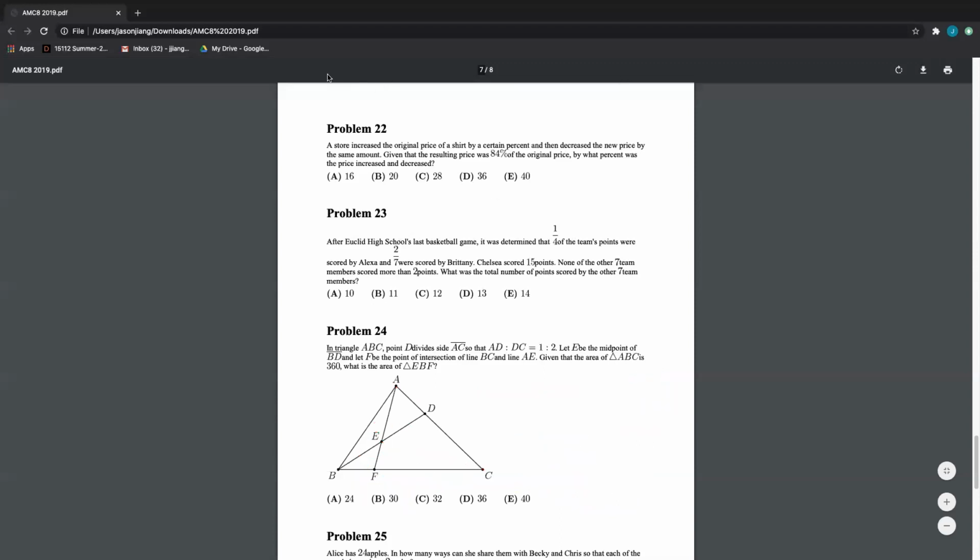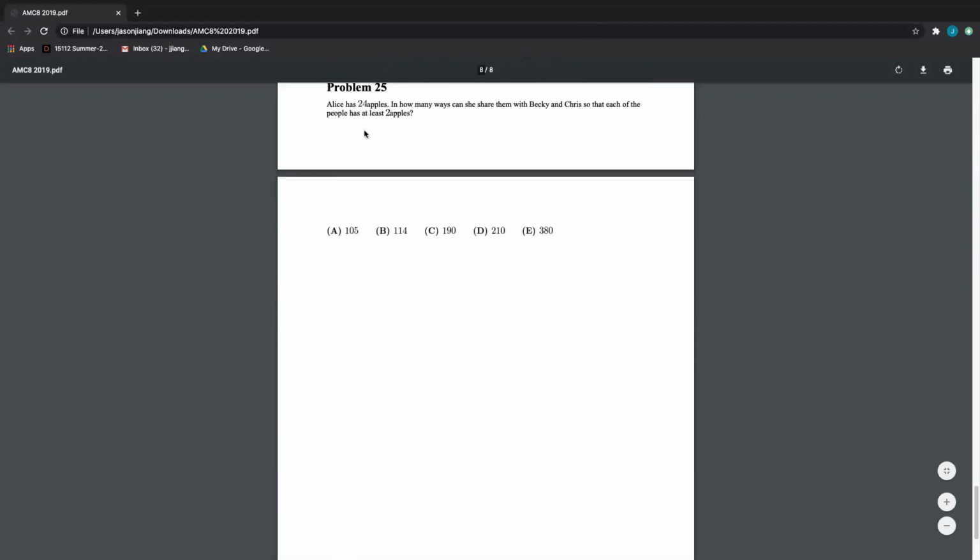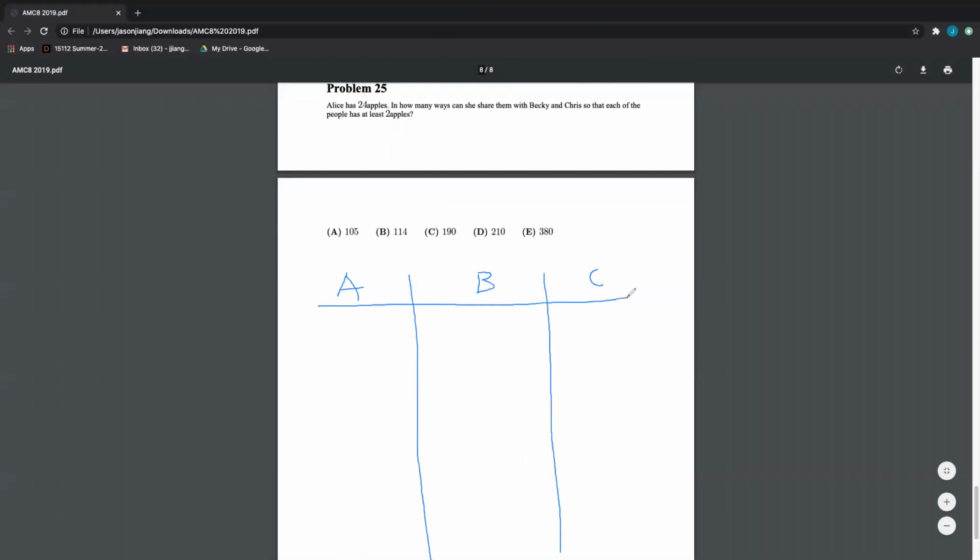Okay, final problem. We're told that Alice has 24 apples. We want to know how many ways she can share them with Becky and Chris so that each of the people has at least 2 apples. So they've conveniently named them so that we can use A, B, and C. That's good. And let's make a table. Tables are a good way to stay organized. So we can list a bunch of cases.